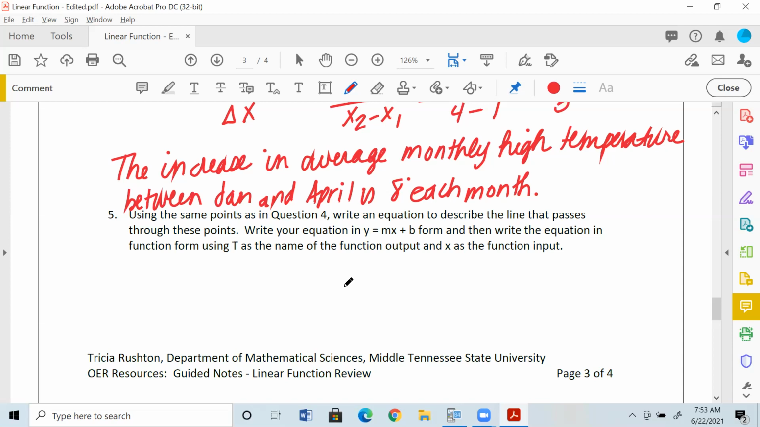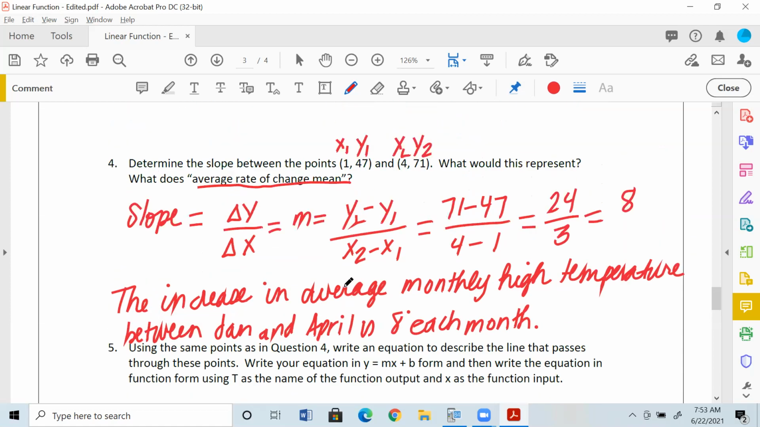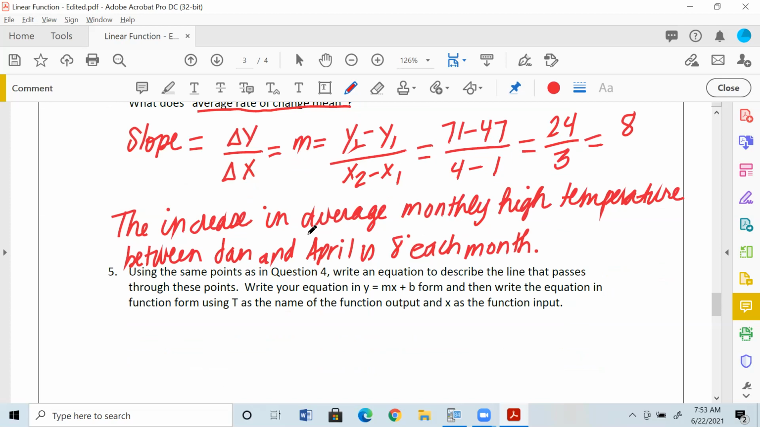Using the same points as in question 4, write an equation to describe the line that passes through these points. So notice we have just 2 points here. If we wanted to draw a line through these 2 points or come up with an equation, then oftentimes we will use what is called point slope formula. We'll use this often in calculus. Point slope formula is usually referred to as y minus y1 equals m times x minus x1.